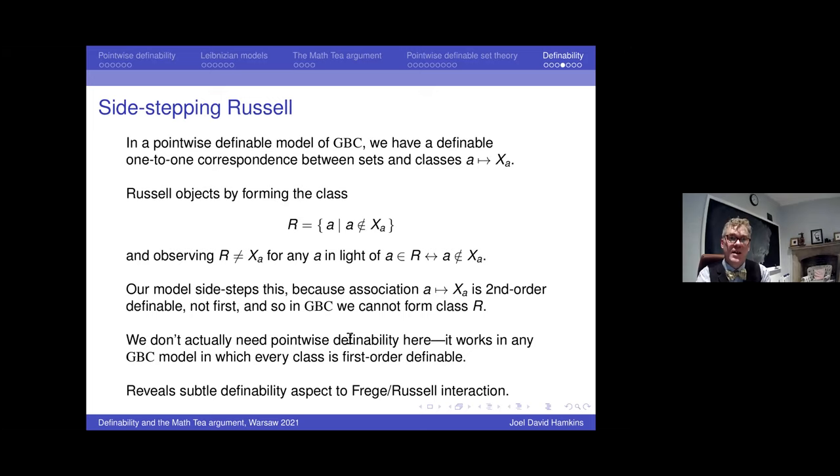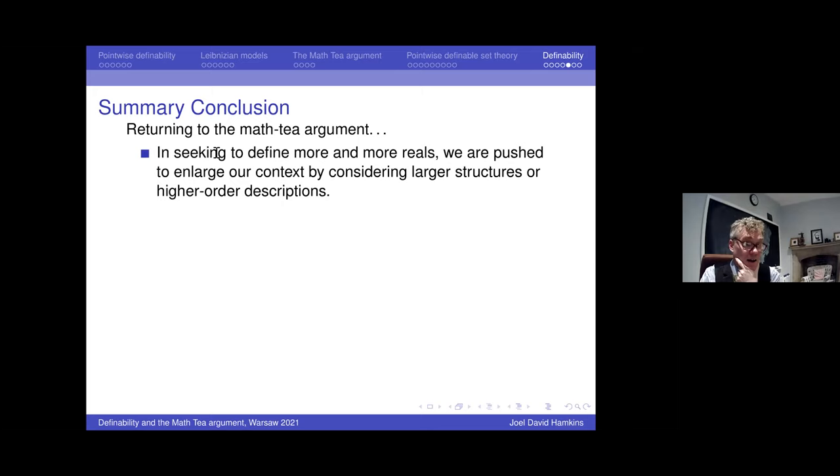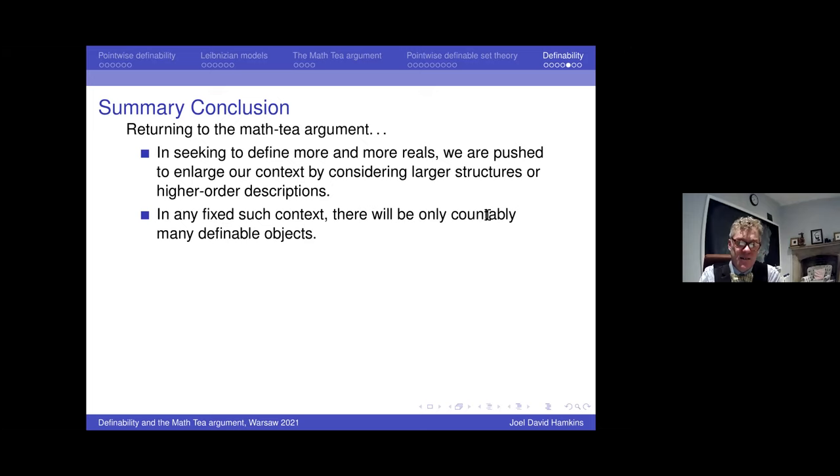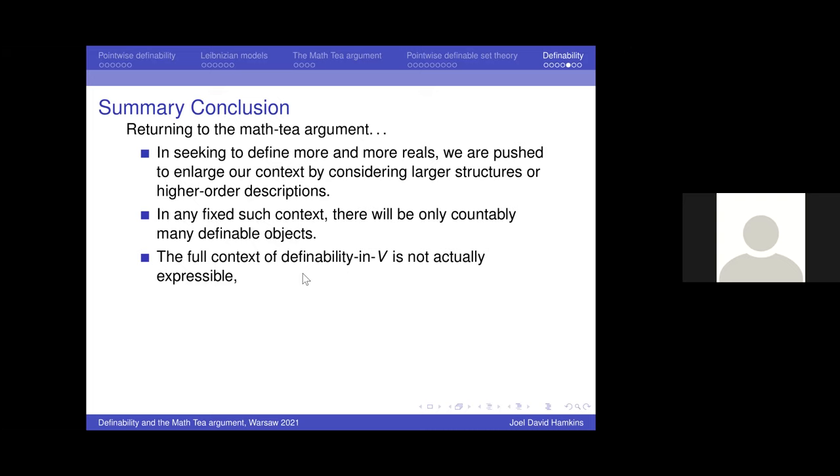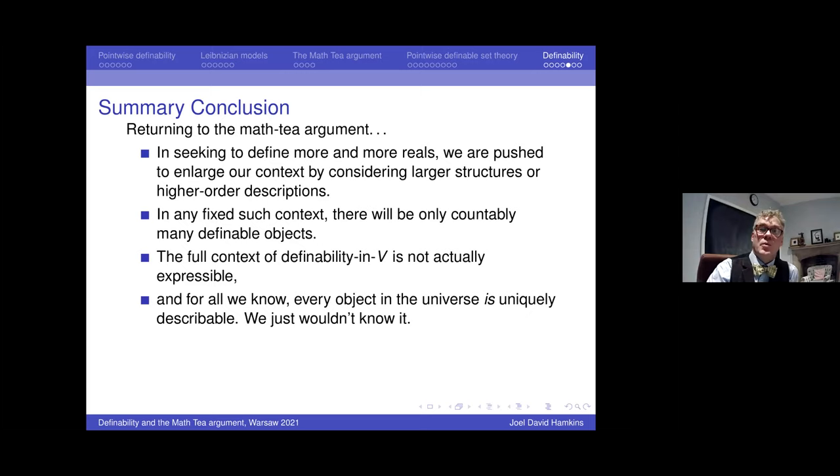Okay, so let me just summarize. If we're seeking to define more and more real numbers, then we're pushed to enlarge our context by considering larger structures or higher order descriptions. And in any fixed context, of course, there's only countably many definable objects, but the full context of definability in V is not actually expressible. And so for all we know, every object in the universe is uniquely describable, but we wouldn't be able to know that. We can't even express it in a single statement.